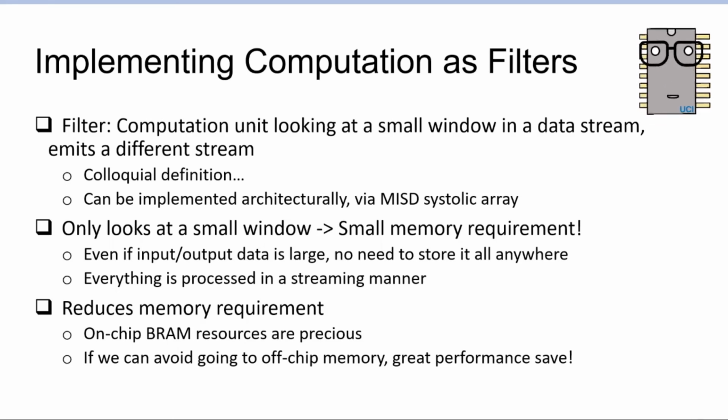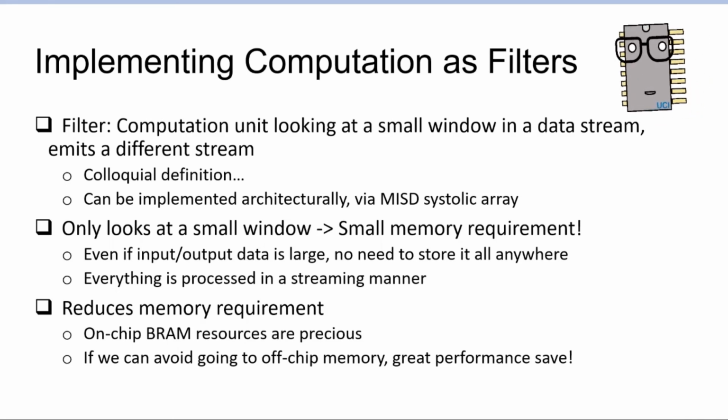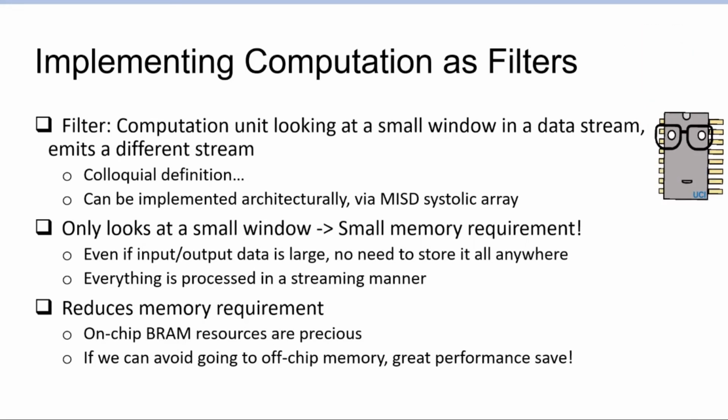But a good way to start is trying to implement computation as so-called filters. Filters are computation units that look at a small window in a data stream and emit a different stream. So if you have an input stream, you push it, you stream it into a filter. The filter is not holding the entire data set in its memory at any point in time. It only looks at a small moving window of the input stream.